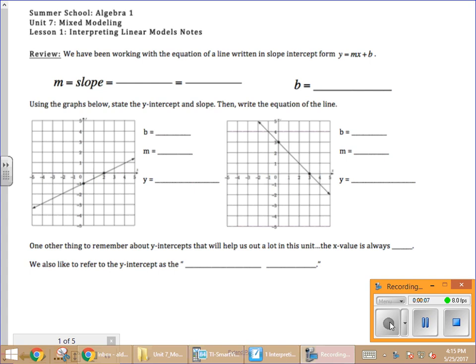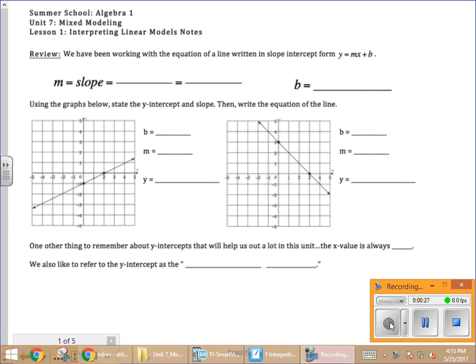Today, this is the unit on mixed modeling. We're going to be doing linear modeling, exponential modeling, and quadratic modeling. We've looked at all of those functions throughout this course. Today, we're going to put those all in application. Lesson 1 is all about linear modeling and interpreting linear models.